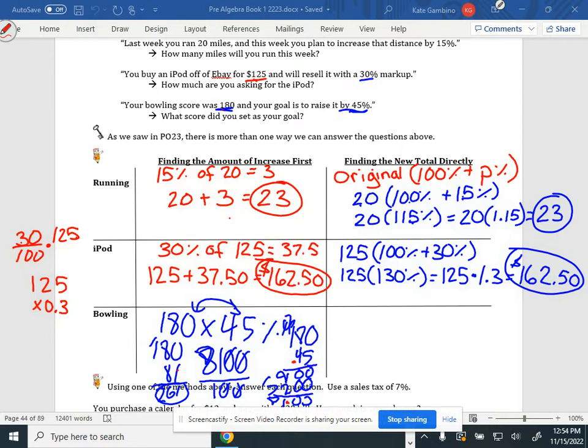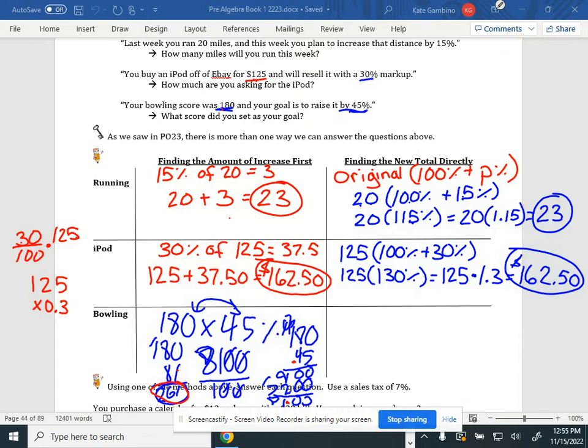Then he knew he had to go back and add it onto the original score. We started at 180. We want to add on 81 more points. So he got 261 as his total. Who can show us finding the new total directly? And let's see if we get the same score.